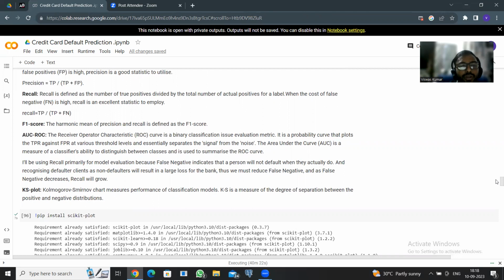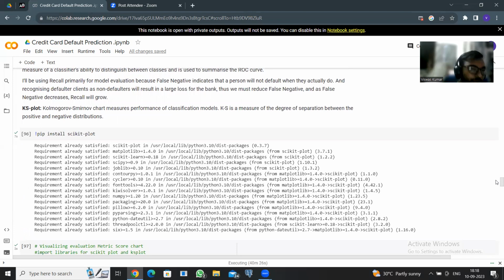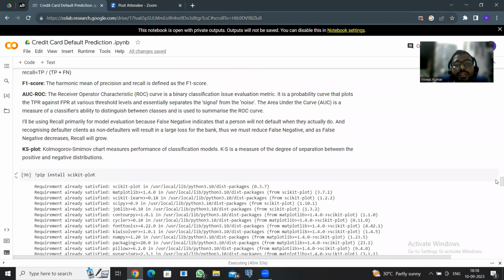So the recall will correctly predict the true positives while lowering the false negatives. Means as false negatives get lower, the recall will grow; they're inversely proportional. So with the highest score of recall, we can say that our false negatives, or our false predictions, will be less.